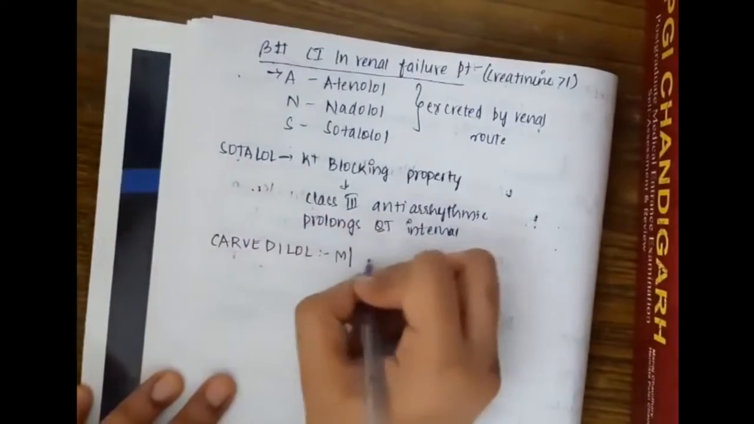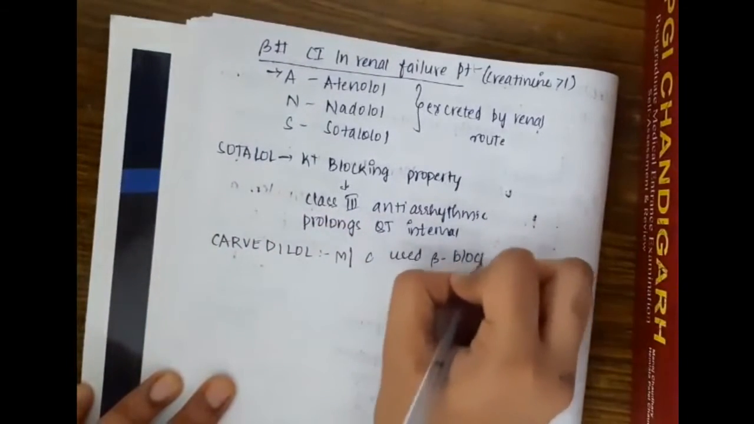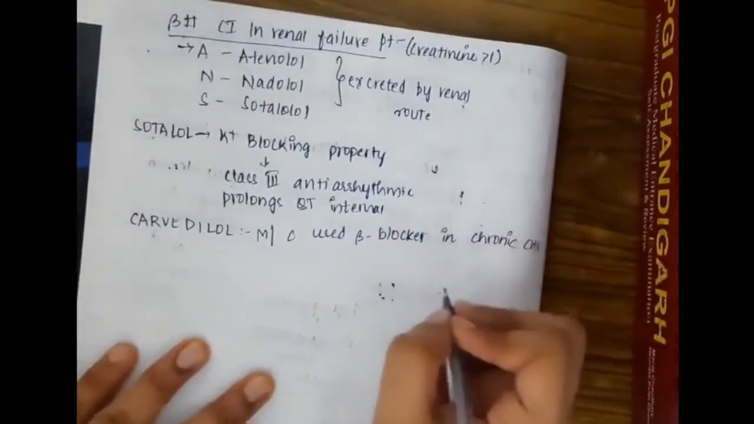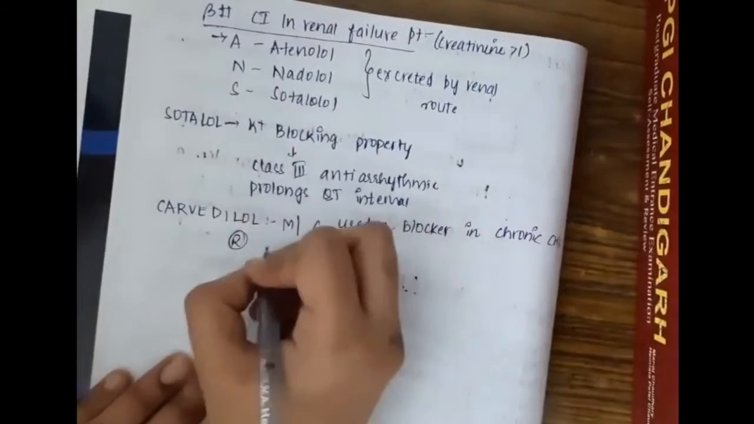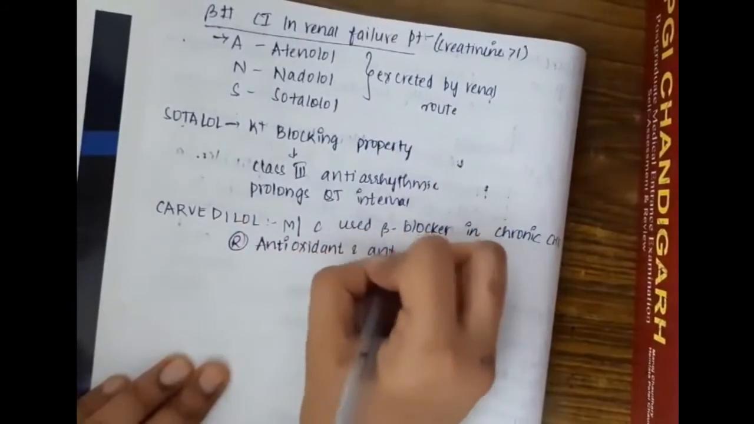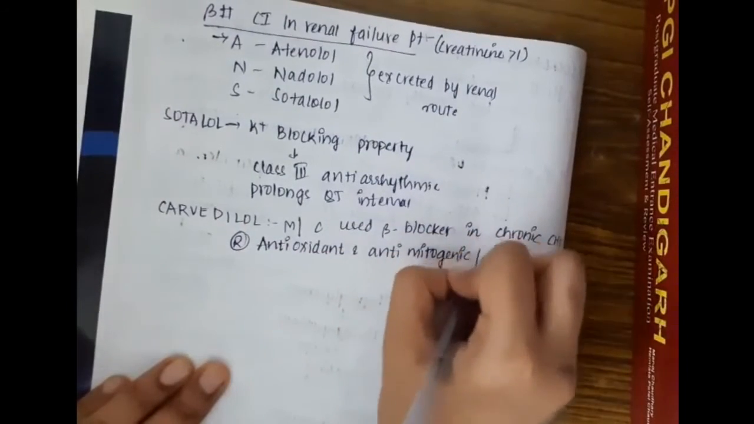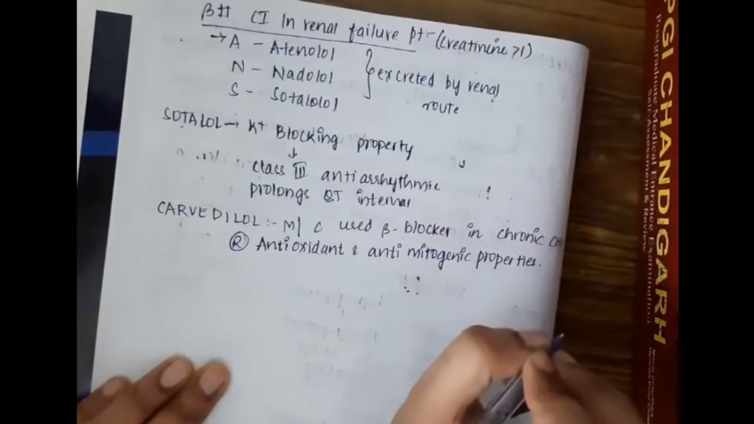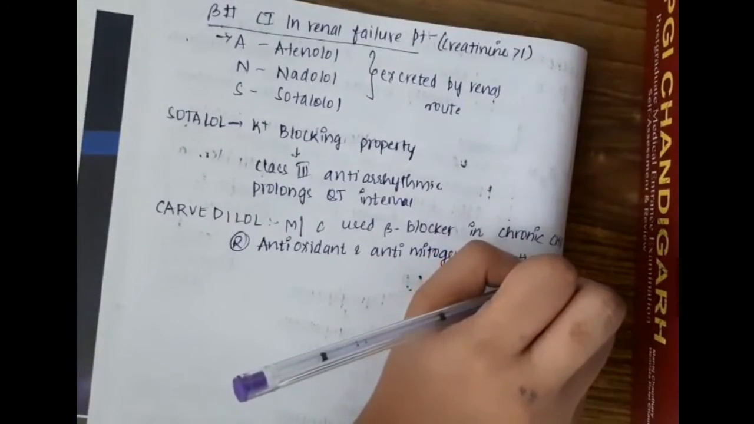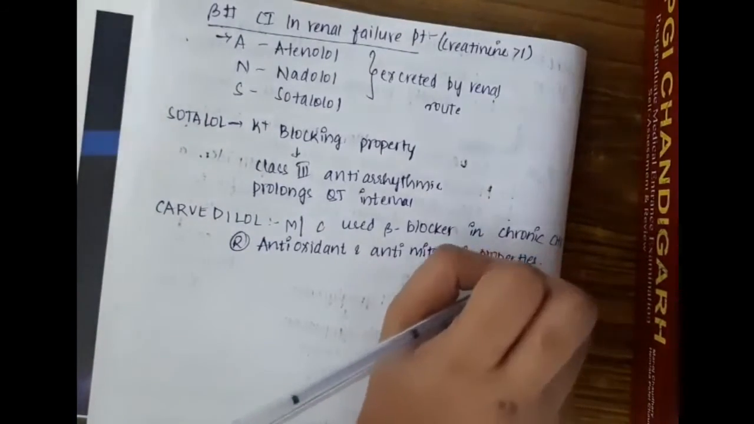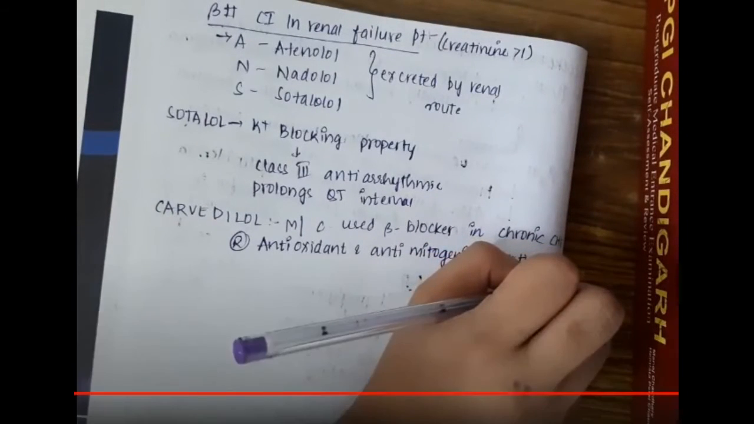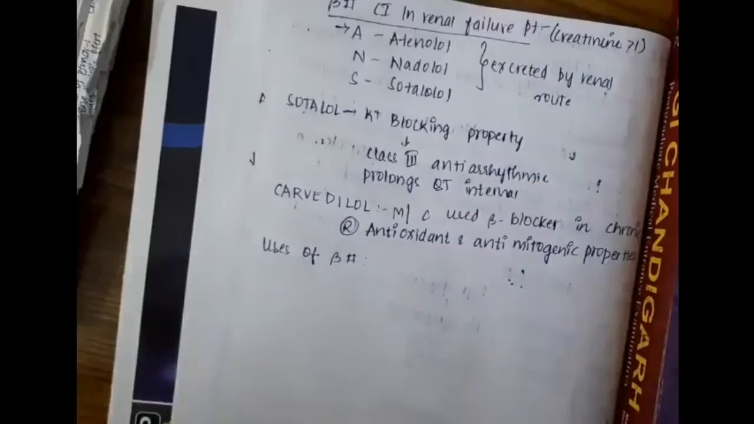Then the next drug is carvedilol. Carvedilol is the most commonly used beta blocker in congestive heart failure. Carvedilol is used because of its antioxidant and antimitogenic properties. So these are the important drugs. Now let us learn some important uses of beta blockers.